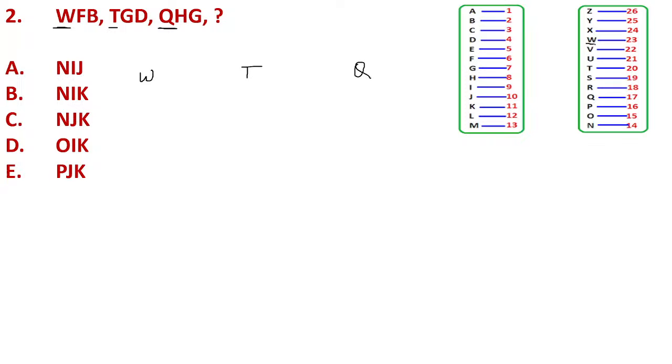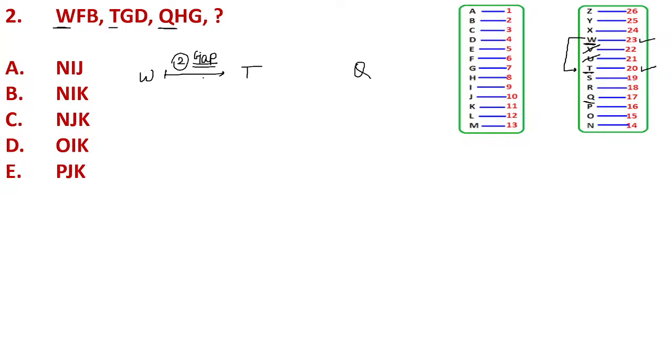Here is W, here comes T and here comes Q. If I want to go from W to T, students, how many letters am I skipping? Skip 1 letter, skip 2 letters. First of all, to go from W to T, I have to move in the backward direction. W's position is 23. T is located at the 20th position. So I move from the 23rd to the 20th position. It means I am moving backward. And how many letters am I skipping here? I am skipping 2 letters. It means in between W and T, there is a gap of 2 letters.